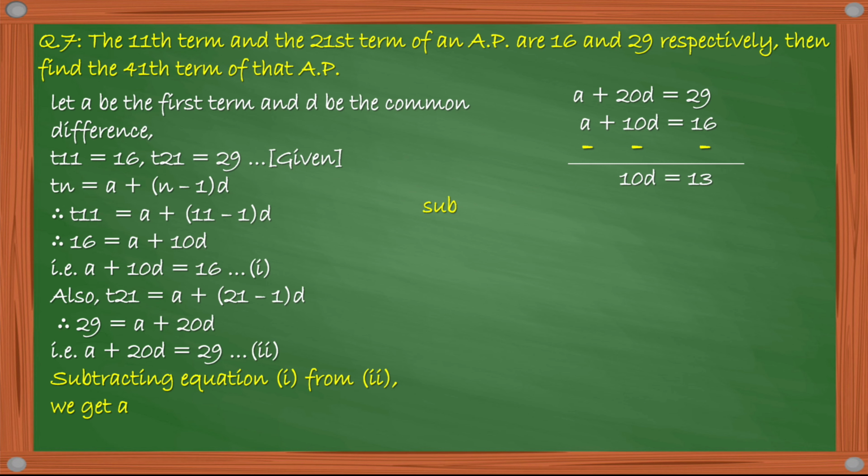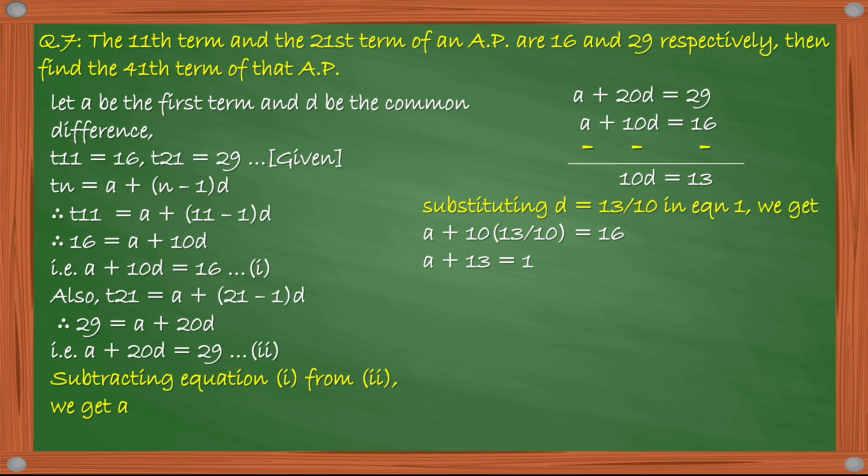So this 13 upon 10 we are going to substitute in equation 1. Equation 1 is A plus 10D equals 16. So it will become A plus 10 multiplied by 13 upon 10 equals 16. The 10 will get cancelled. You will get A plus 13 equals 16. Therefore A equals 16 minus 13, which is 3.